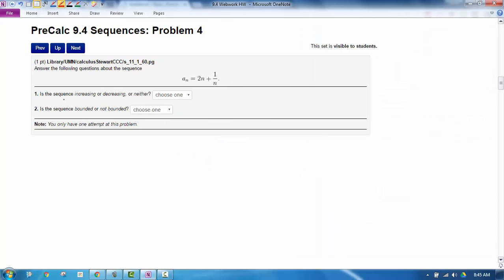Okay, the next question asks, is this sequence increasing, decreasing, or neither? Well, just look at it and think about what's happening here. As you plug in n, this value is going to go to 0 as n gets big. So that doesn't help us at all. But this value n here is going to diverge. It's going to go off to infinity. Because your n's getting bigger and bigger, and you're multiplying by 2, that's going to go off to infinity. So when it says increasing, decreasing, or neither, it's definitely increasing. And then is the sequence bounded or not bounded? It's definitely not bounded, because, like we said, it's going to go off to infinity.